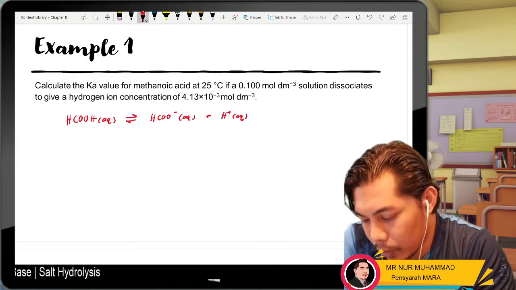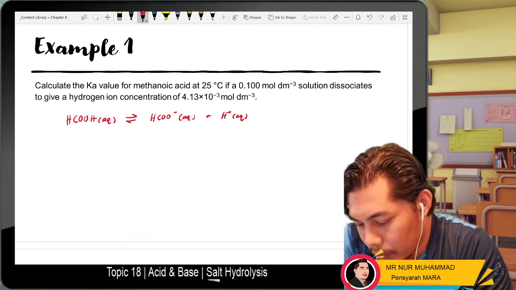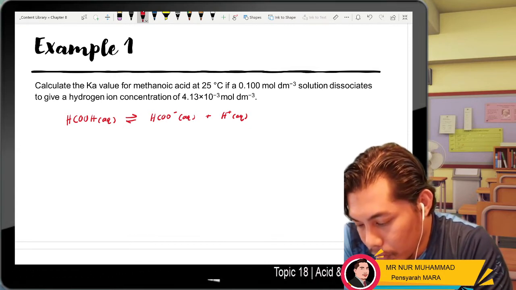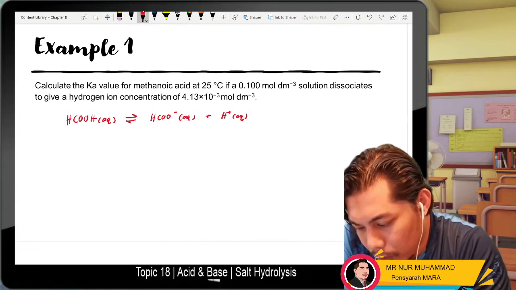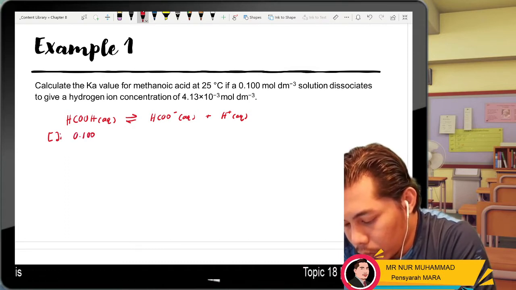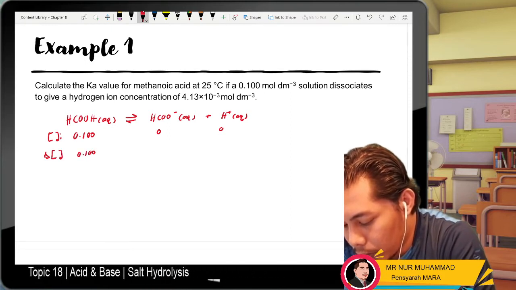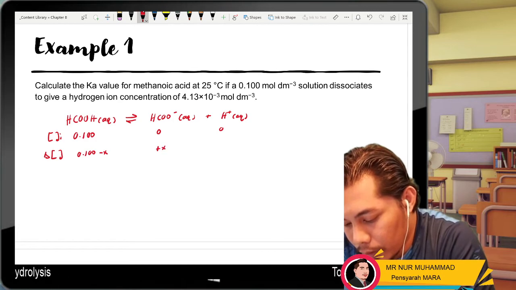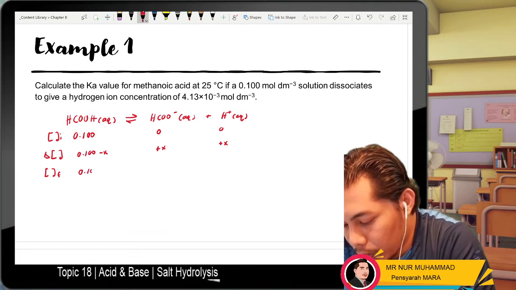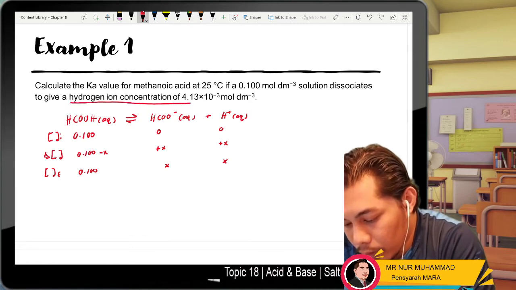Then, calculate the Ka value. So for the initial concentration, 0.100. Then the change: 0.100 minus x, and plus x for the products. And the final concentration is 0.100 minus x, plus x, plus x, to give the hydrogen ion concentration.